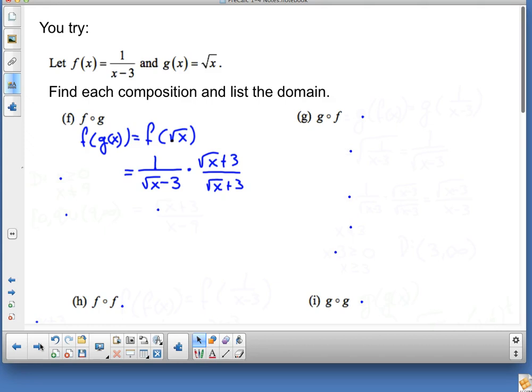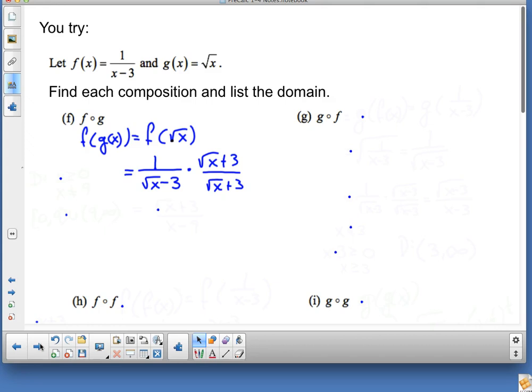I'll explain myself in a second. Y'all got this, right? This composition right to here. Why am I doing that? Y'all got that first part. Why am I multiplying by the square root of x plus 3 and divided by the square root of x plus 3? It's a form of 1, just to give you a hint.